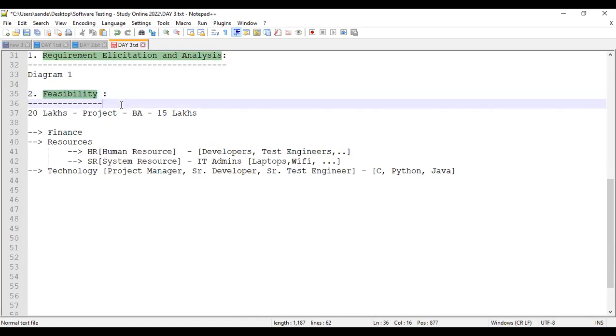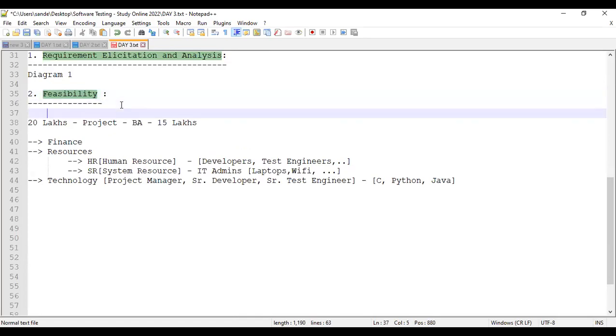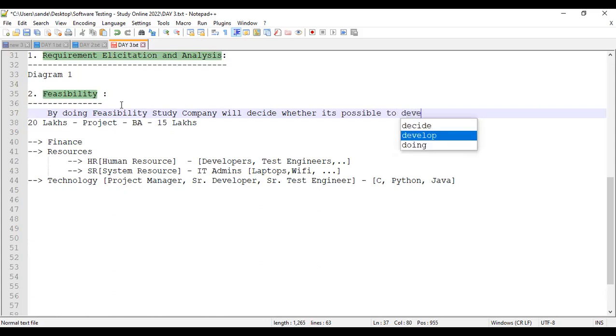Now tell me, what is feasibility? If somebody is asking, it is pretty simple. Let me just write the definition like this. By doing feasibility study, company will decide whether it's possible to develop the software or not.